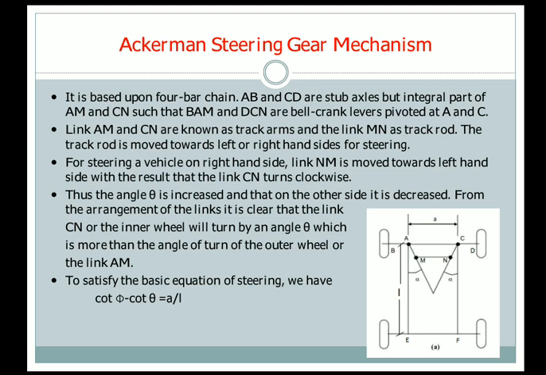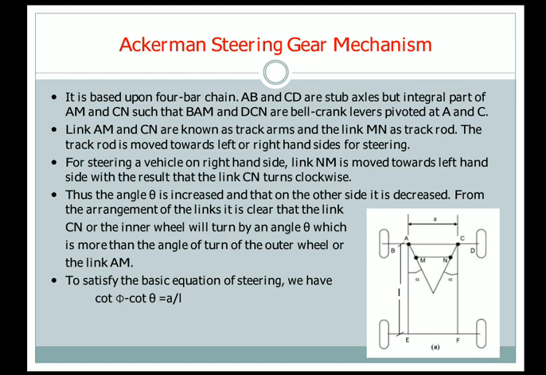AB and CD are stub axles but integral parts of AM and CN, such that BAM and DCN are bell crank levers pivoted at points A and C. So AB is the link fixed to the left wheel, and AC is the axle fixed to the right side tire. So A, M and C are the 4-bar mechanism.